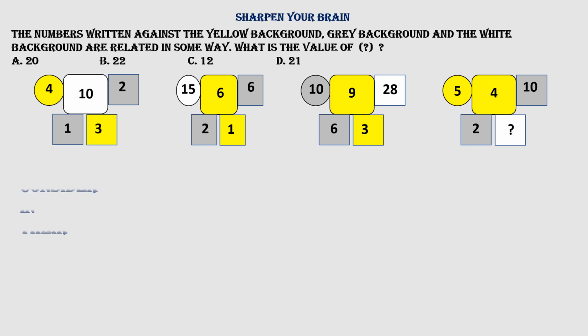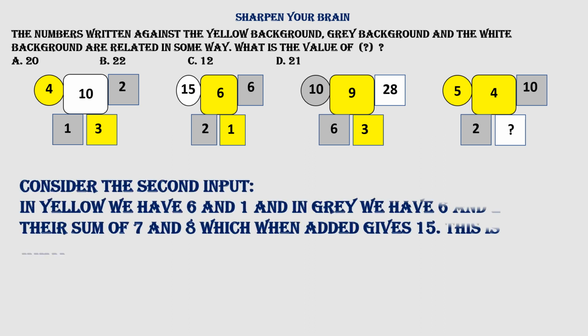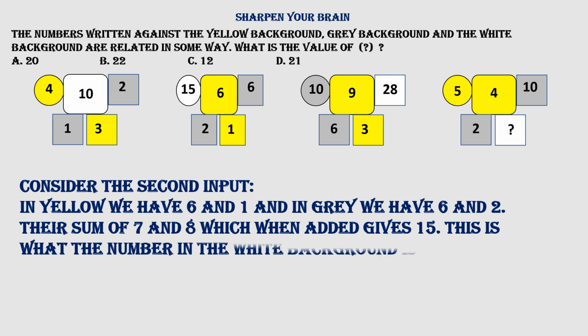Consider the second input. In yellow we have 6 and 1. And in gray we have 6 and 2. Their sums are 7 and 8, which when added gives 15. This is what the number in the white background is.